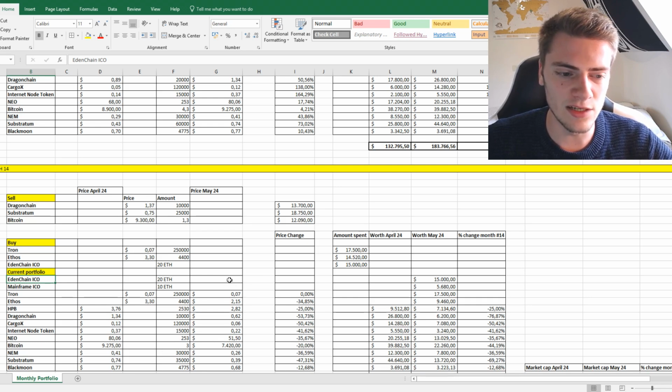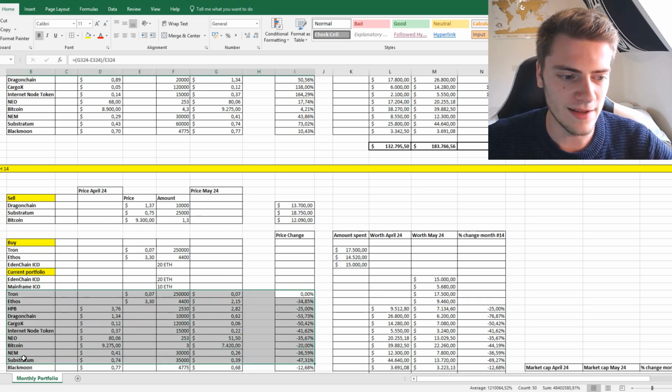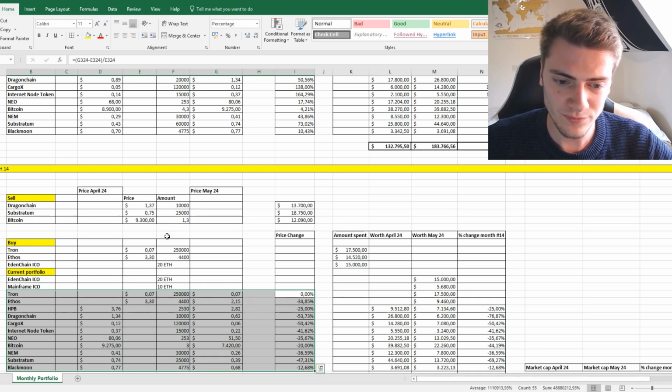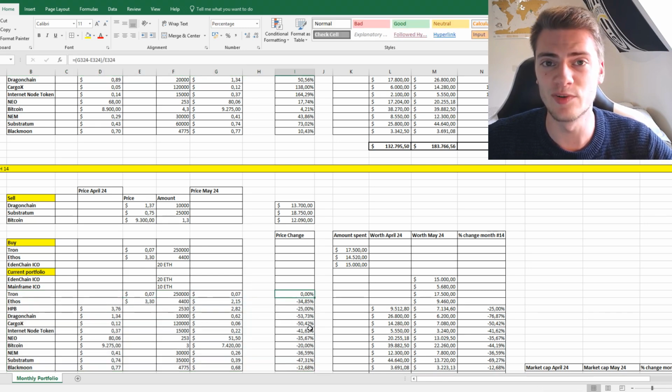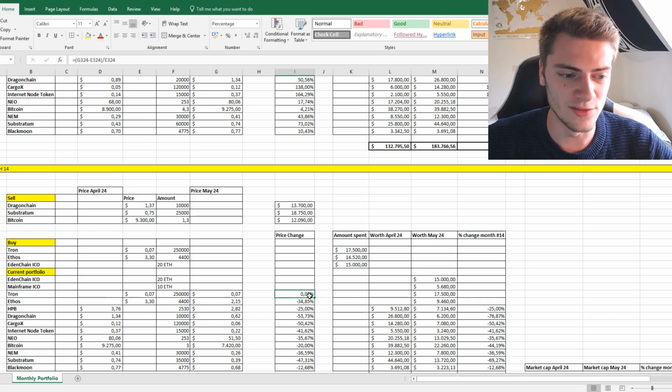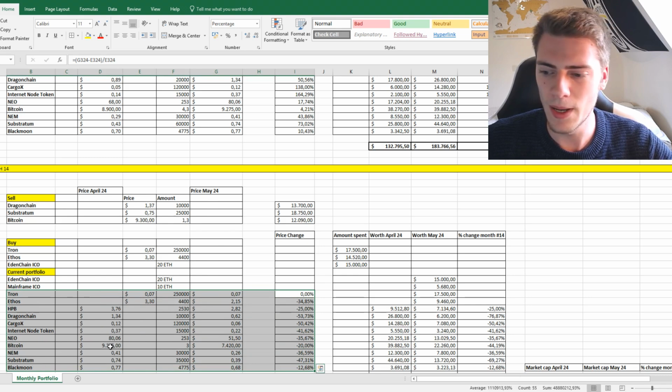So let's see the price change this month. We see that Tron and Ethos compared to a month ago, to where I bought. Tron didn't change, so it's exactly 0%. I bought it at 7 cents. It's right now at 7 cents, so it didn't do anything since I bought, and I think that's a month ago. I think 25th of April I bought them.